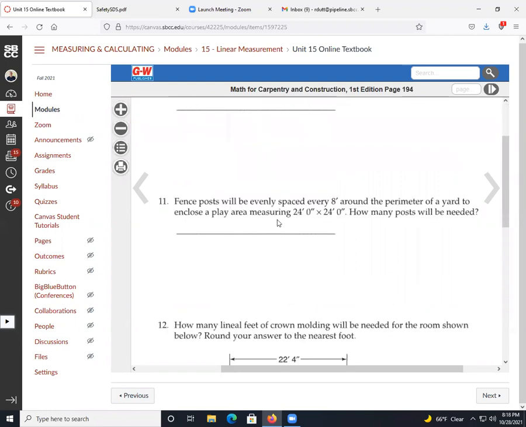Fence post every 8 feet to enclose an area measuring 24 by 24. Interesting. So that's pretty simple, right? That's basically a 24-foot square. So 4 times 24 is what? 96, right? Yeah. 4 times 24 is 96. So it's 96 feet around. 8 goes in 96 12 times.